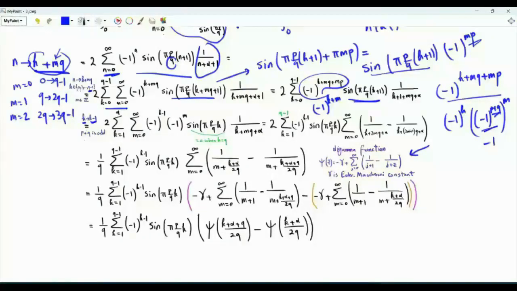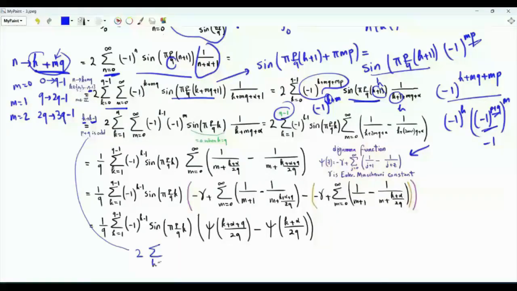Let's change k to k minus 1. Now k is from 1 to q. Every appearance of k is replaced by k minus 1. This becomes k, this becomes k, and this becomes k minus 1. Note that if k is equal to q, we have sine pi p, which is equal to 0, because p is an integer, so we can stop the sum at q minus 1.